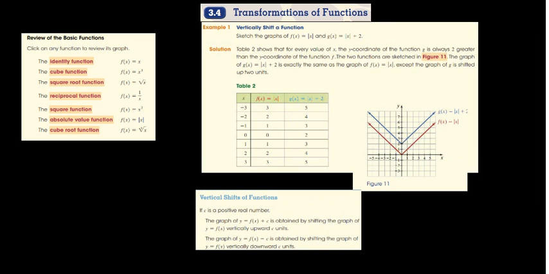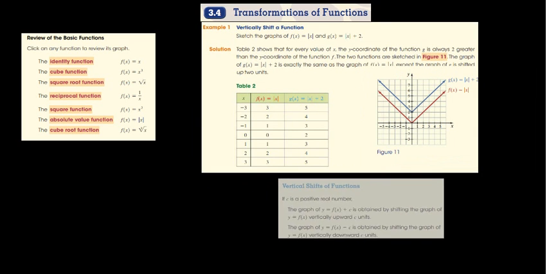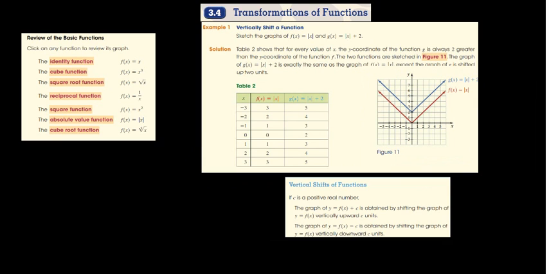So we'll move this up, and then this is the star of the show. So I'm going to put a big old arrow to it and a star. That is the star of the show here. So, vertical shifts of functions. If c is a positive real number, the graph of y equals f of x plus c is obtained by shifting the graph of y equals f of x vertically upwards c units. And then the opposite is true going down: the graph of y equals f of x minus c is obtained by shifting the graph of y equals f of x vertically down c units.